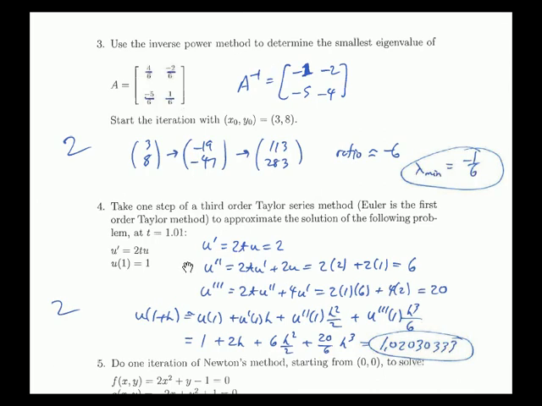Here's another third-order Taylor series method, but you're supposed to actually take one step with h equal to 0.01, starting with t equals 1, go forward to 1 plus h, where h is 0.01. So you need u prime at 1, u double prime at 1, u triple prime at 1, and h is 0.01, and you get this value here.